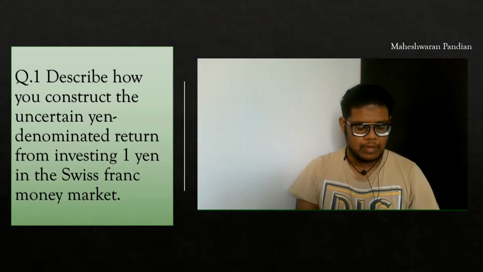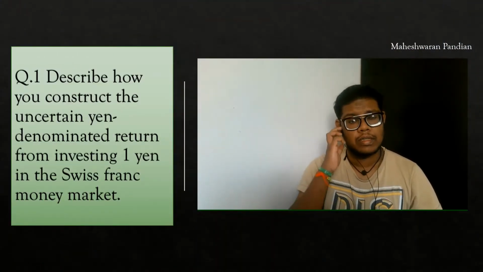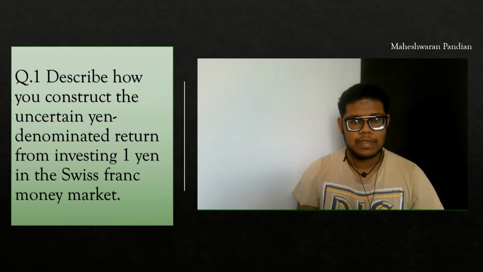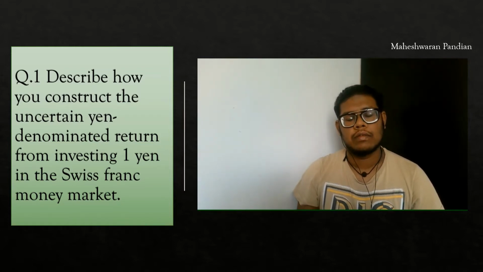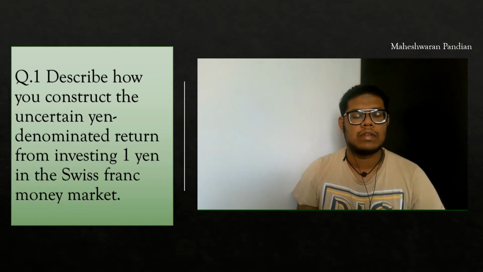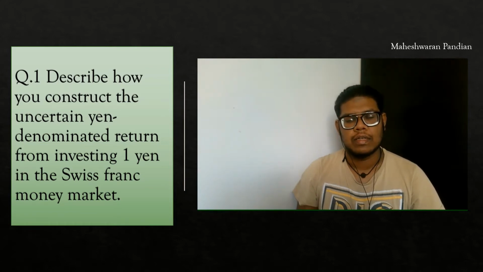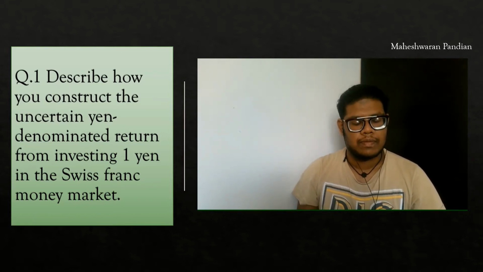Hi, so today we'll be looking into question number 1. In this question, we take the given yen and convert it into Swiss francs through the foreign exchange markets. Once you convert the yen to Swiss francs, you invest the Swiss francs in the Swiss money market. When the investment horizon ends, you take the Swiss francs and convert them back into yen through the future spot foreign exchange market.